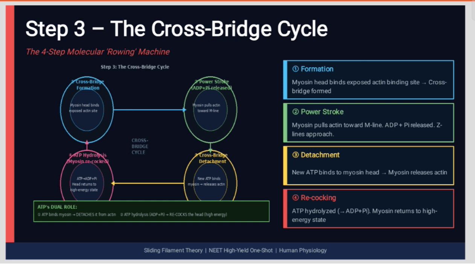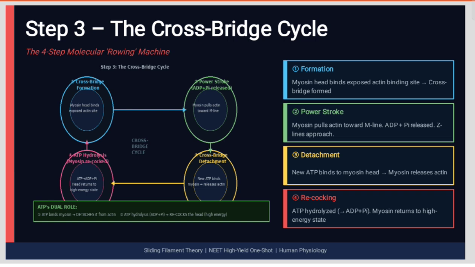Think of it like someone pulling a rope. The myosin head is the hand and actin is the rope. The Z lines are dragged closer together. The sarcomere shortens.